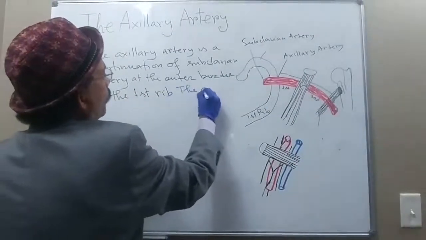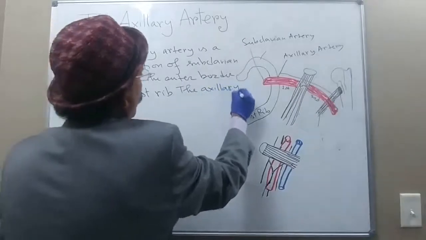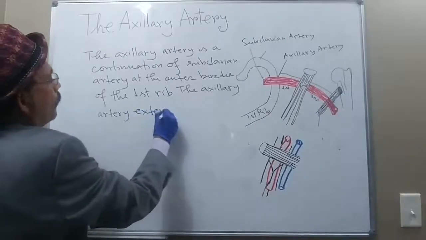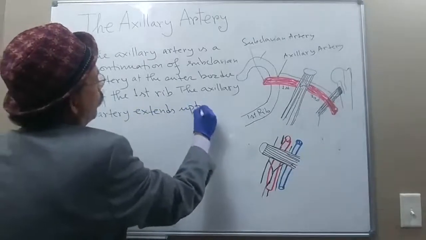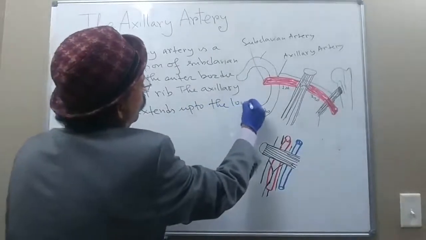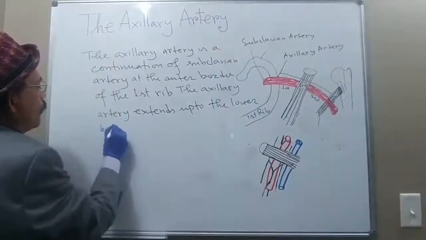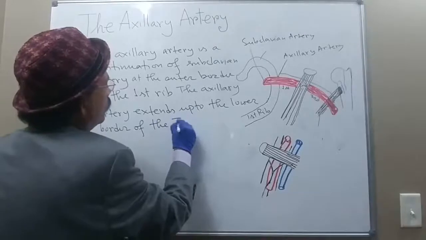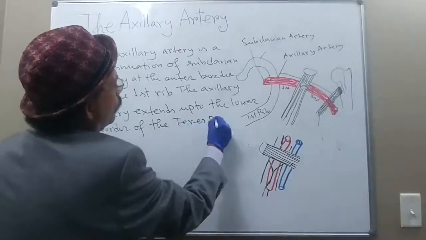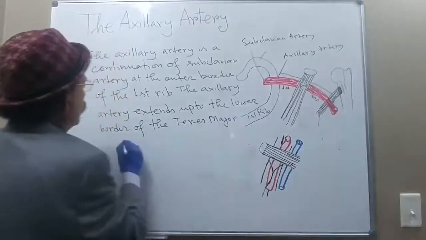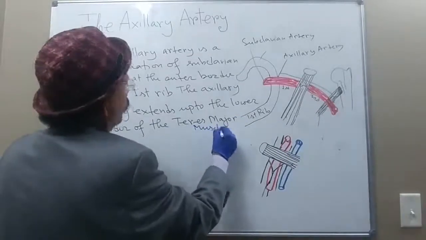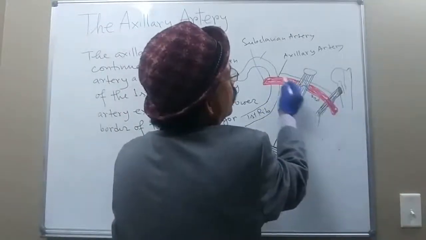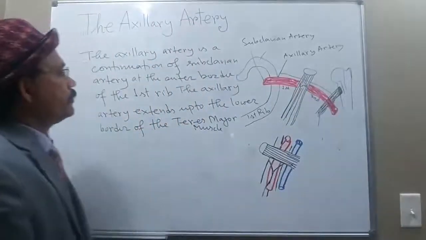The axillary artery extends up to the lower border of the teres major muscle. So the axillary artery extends from here up to here. This is the axillary artery.